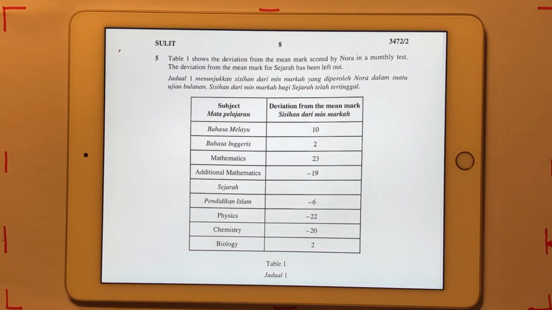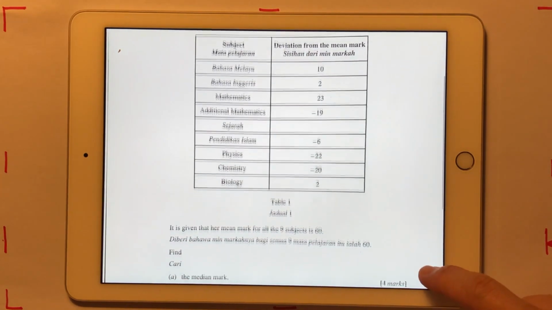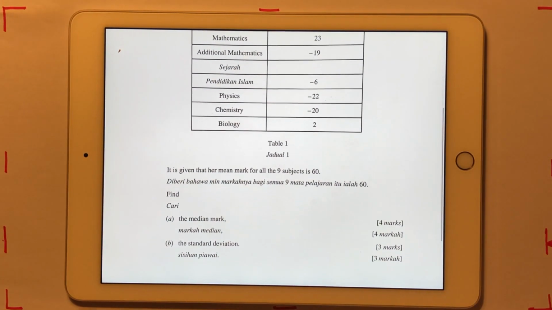Question 5. List of subjects, deviation from the mean marks, and there's one missing. The question says that we are given that the mean mark for all 9 subjects is 60, and we're required to derive the median mark and the standard deviation.